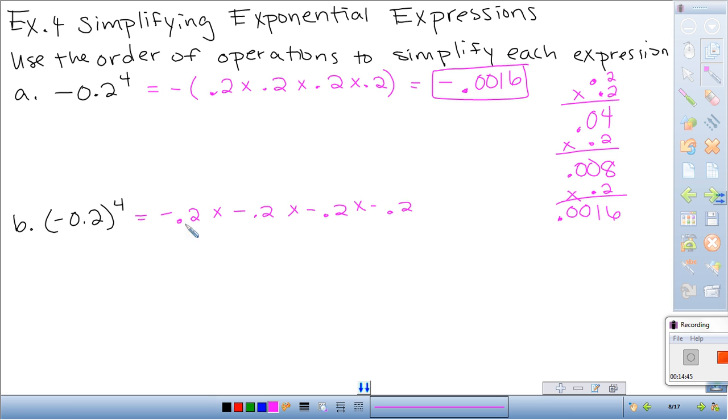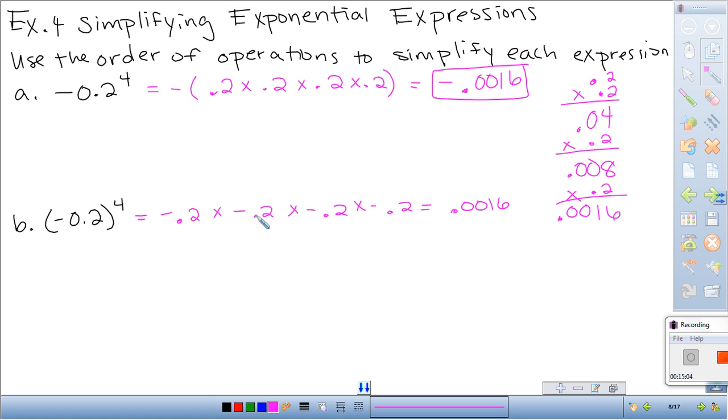On B, it's negative 2/10 times negative 2/10 times negative 2/10 times negative 2/10, because again, it's inside the parentheses, so the whole thing is raised to the 4th power. So we're still multiplying 2 tenths times 2 tenths times 2 tenths times 2 tenths. We're still going to get the 16 10,000ths, but we need to know what the sign is going to be.